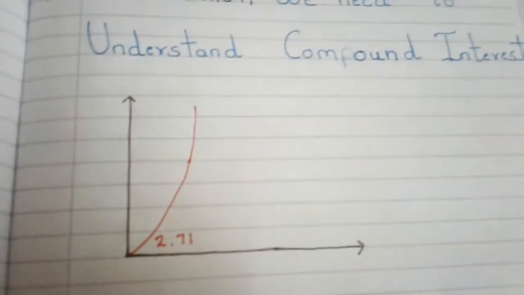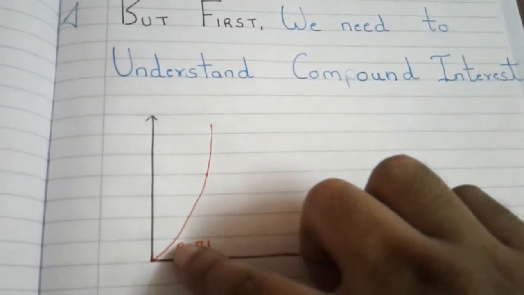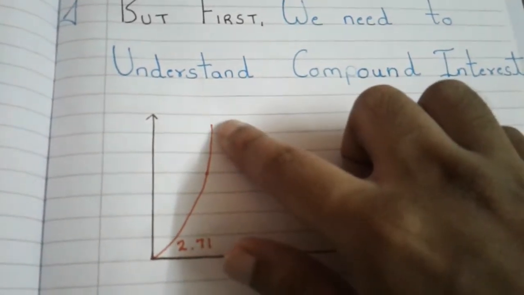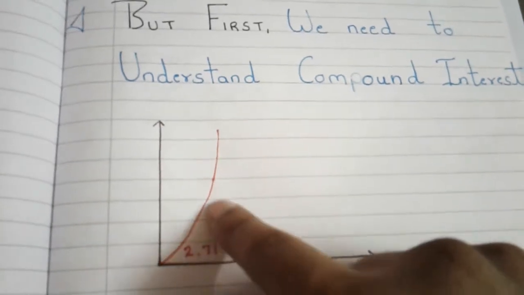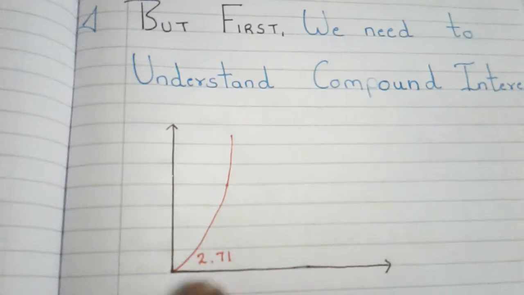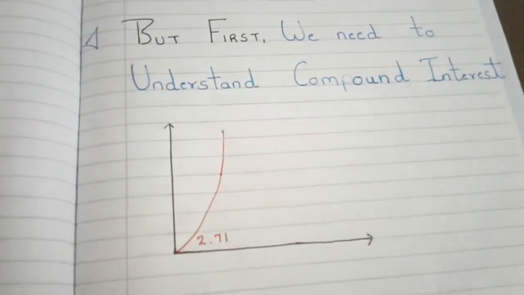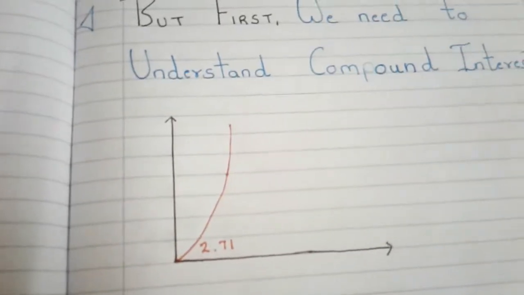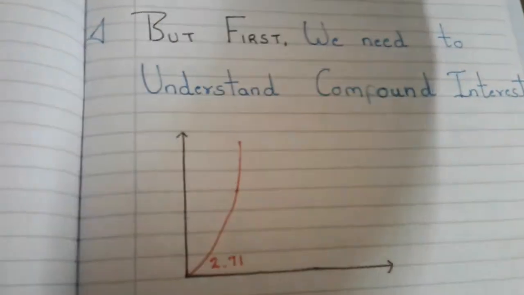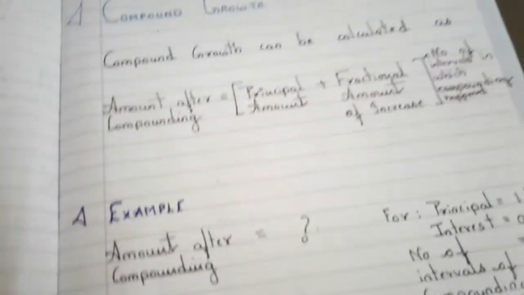If compound interest is put on steroids, a rate of 2.71 is the maximum rate at which something can grow. Beyond this rate, compound interest, as if, gets limited by nature itself. So let's move into understanding what compound interest is first. So let's see compound growth.